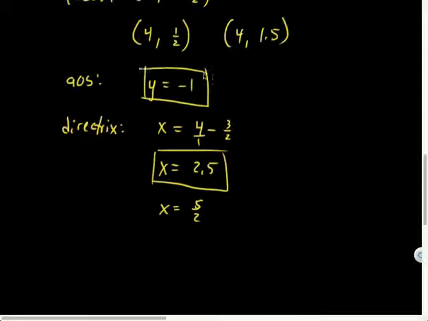And I want to point out once again that the axis of symmetry and the directrix is not a number, it's an equation of a line, right? So don't tell me 2.5, tell me x equals 2.5, because those are very different things.